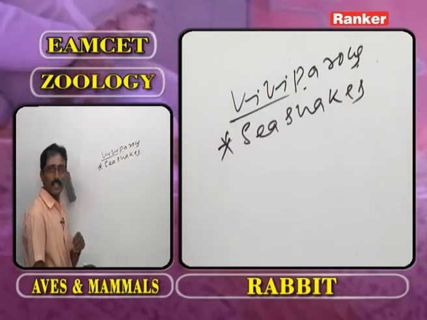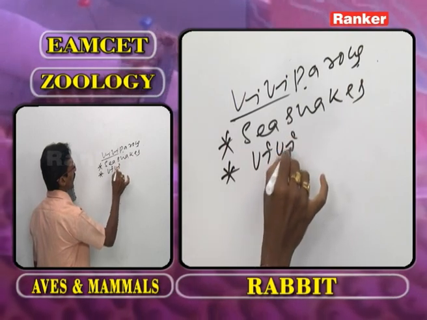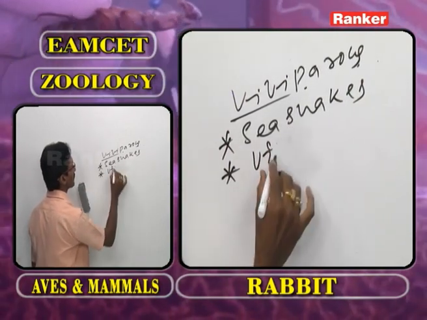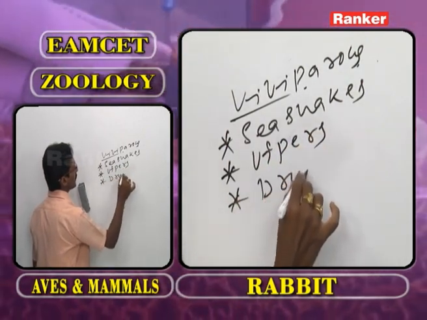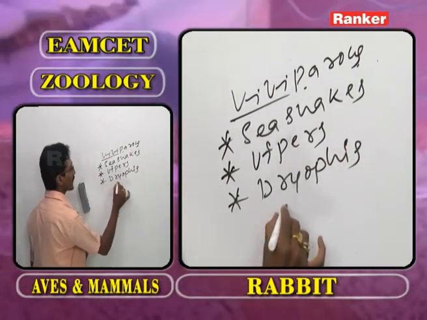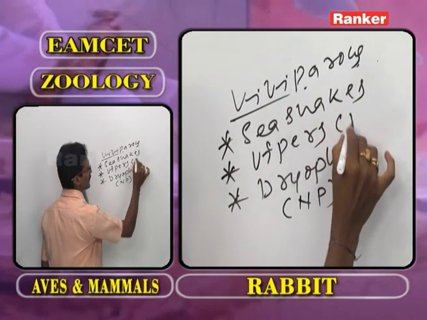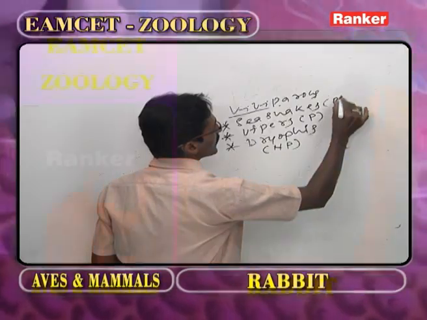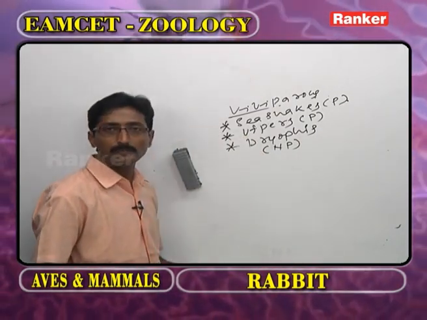All sea snakes are viviparous. The second example is vipers. All vipers are viviparous. And the third example is the dryophis. Now the dryophis is a non-poisonous snake. Vipers are poisonous snakes. What about the sea snakes? Poisonous snakes. Now we already discussed the vipers.